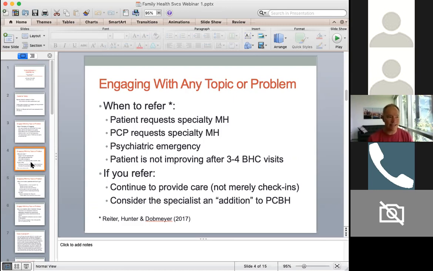A lot of times what I see is once the BHC refers the patient out to specialty mental health and the patient says, okay, yeah, I agree, that would be helpful for me, I'll do that, then the BHC switches into check-in mode, right? So they say, okay, let's follow up in a couple weeks.